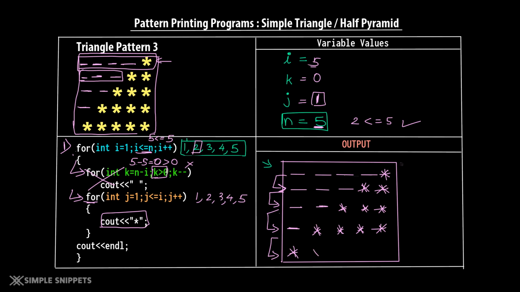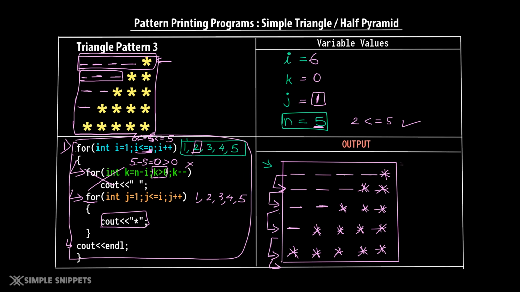So let's write 5 stars. Then at the end of the for loop, we will say cout endl, and go to the new line. Now i becomes plus plus, so i becomes 6 and the condition becomes false. Is 6 less than or equal to 5, that is, less than or equal to n? No. So now this entire for loop will break and we will come outside.